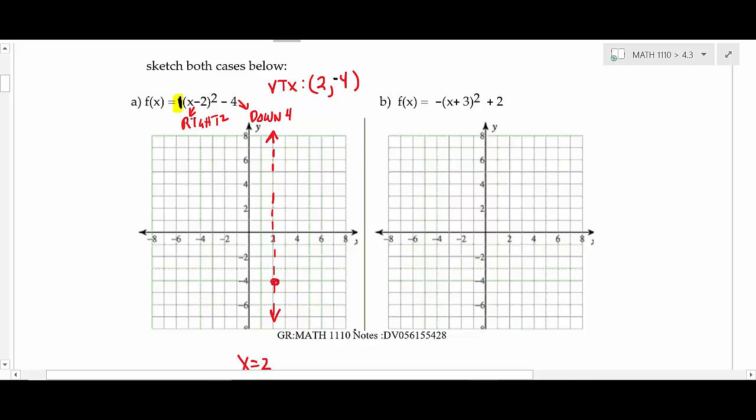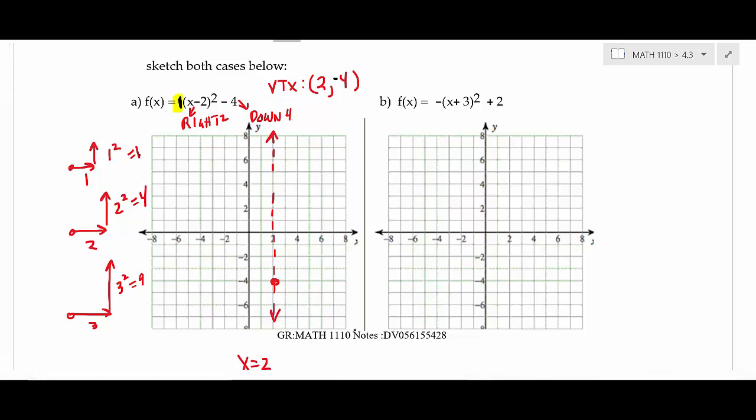Now, pay attention to this. If that number in front is 1, then here's what you're going to do. From the vertex, if you go over 1, you're going to go up 1 squared, because it's a squaring operation. If from the vertex you go over 2, then you go up 2 squared, which is 4. If you go over 3, then you go up 3 squared, or 9. If you learn that right there, then you can get as many points as you want to, and you can get them perfectly accurate without doing any calculation whatsoever.